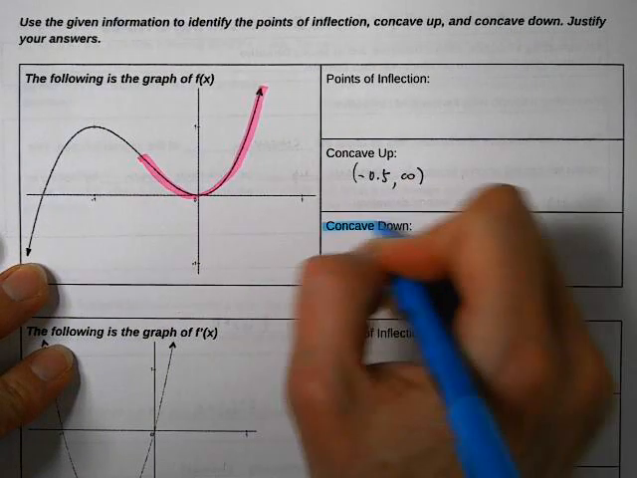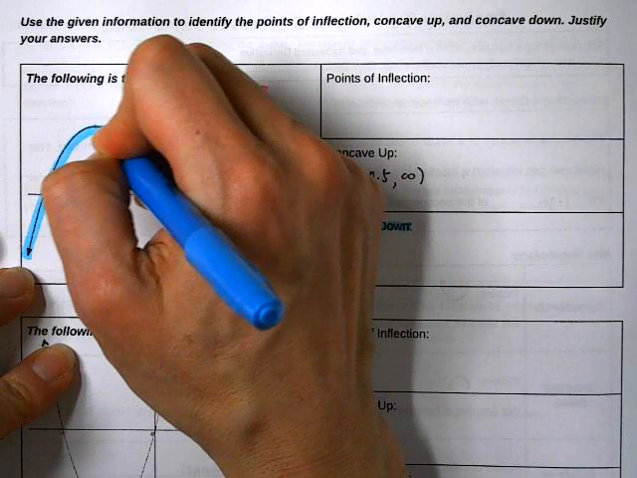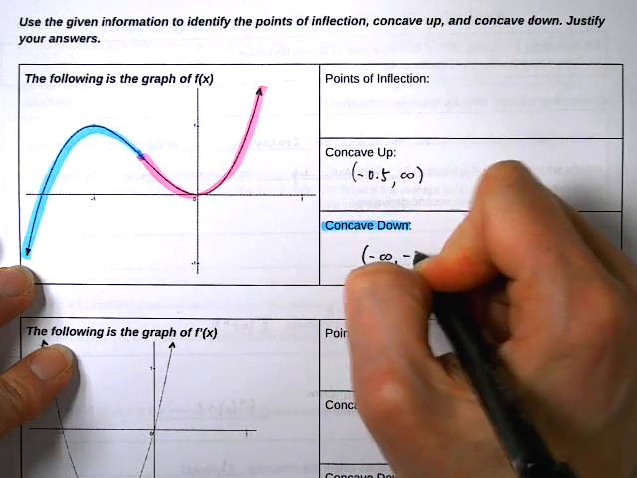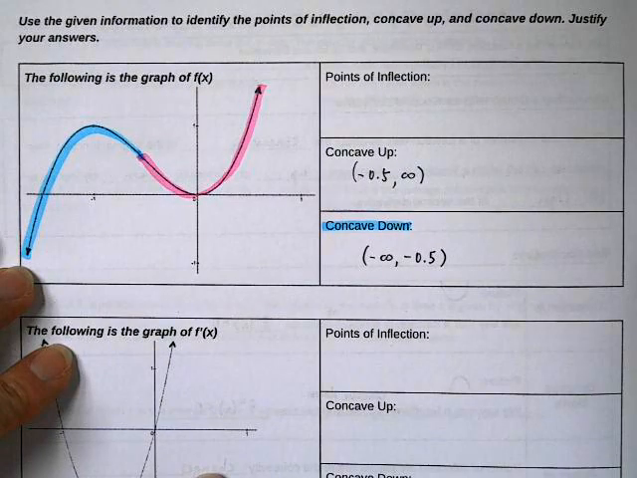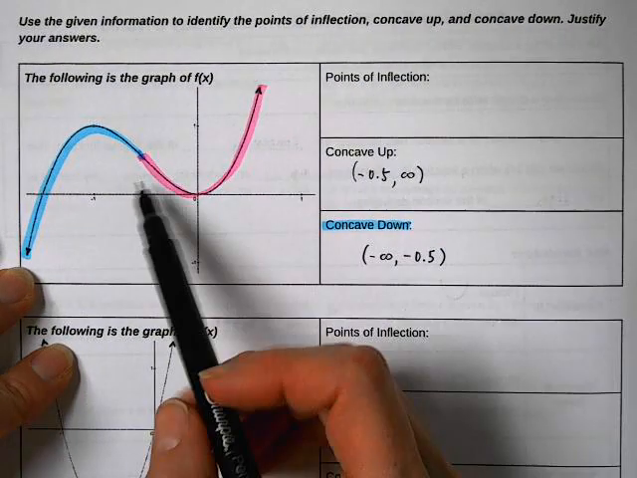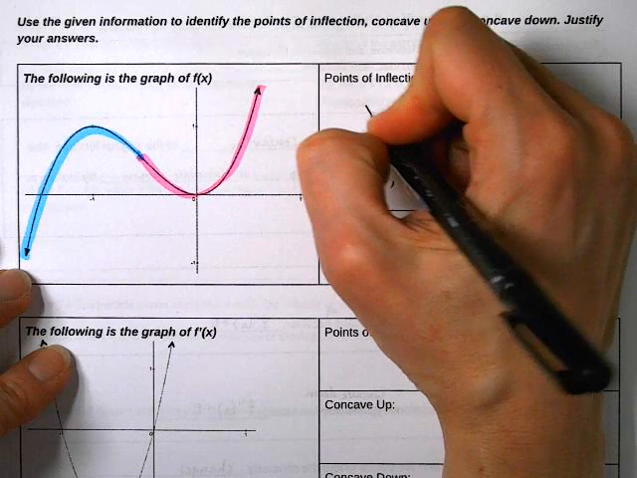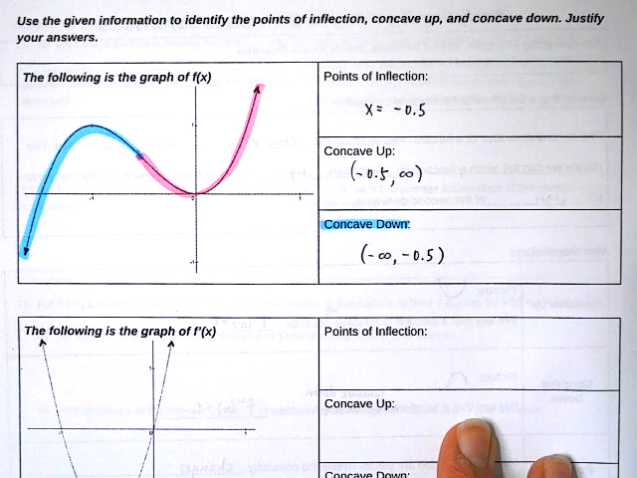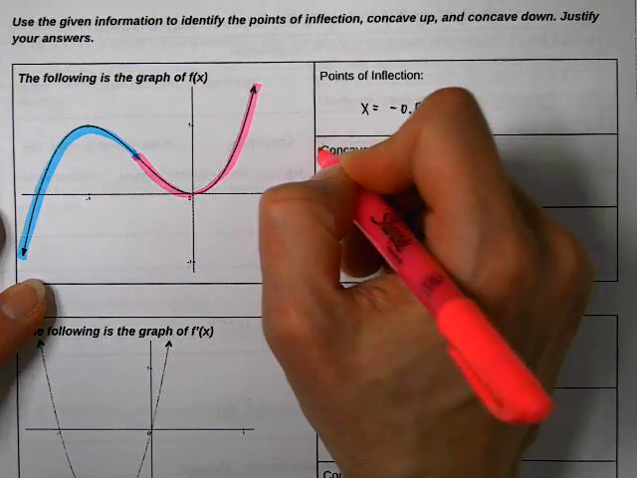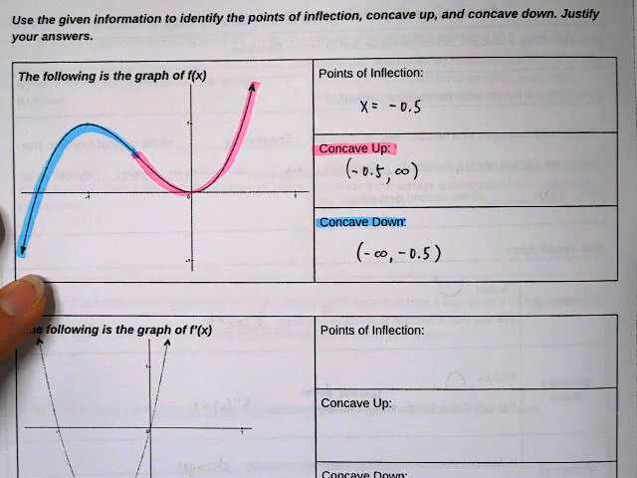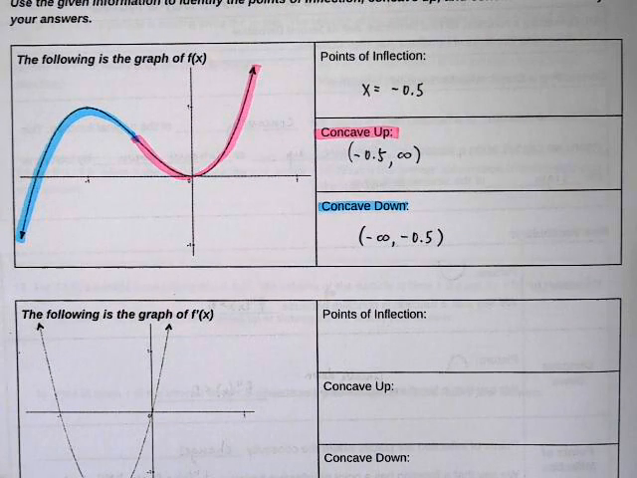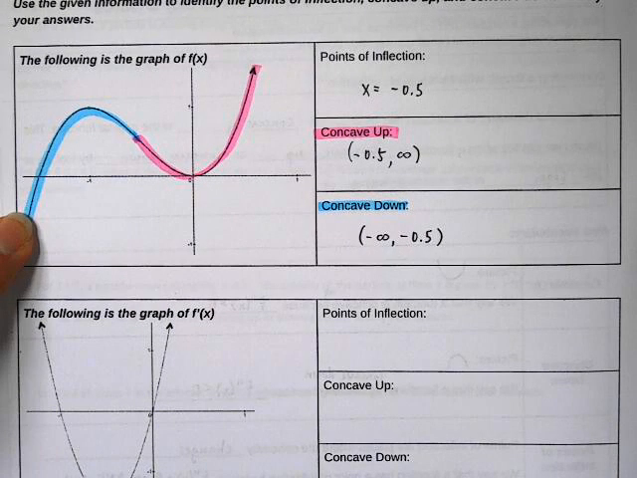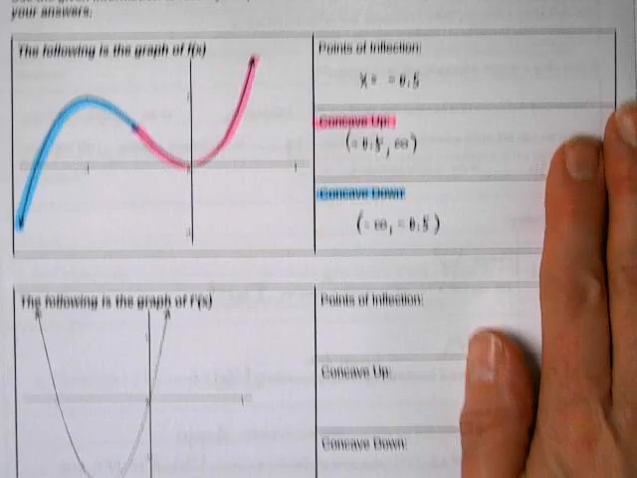Concave down, we can see that happening here. So we would say from negative infinity to negative 0.5. Now, where I have that change in concavity, that's where I have my point of inflection, x equals negative 0.5. So again, that was the graph of our original function. Now let's look at a graph of the derivative. And hopefully, if we're doing this right, these should match. This is the derivative of this function, so I should get the same information about concavity.